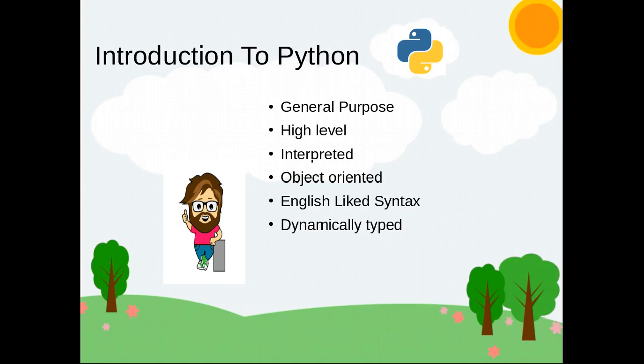In summary, it's a general programming language in the sense that you can use Python for almost anything, right? You can develop websites, mobile applications, and desktop applications. You can develop AI-based applications. You can design machine learning algorithms and so much more, right?